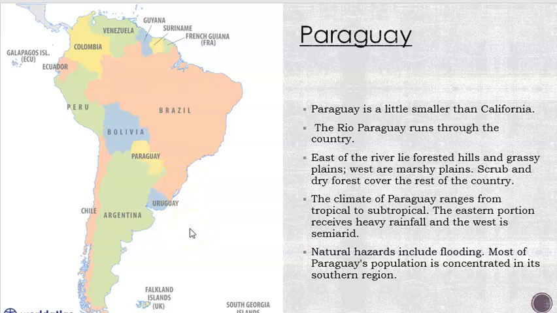East of this river lies forested hills and grassy plains. West are marshy plains. Scrub and dry forest cover the rest of the country. The climate of Paraguay ranges from tropical to subtropical. The eastern portion receives heavy rainfall, and the west is semi-arid, so not much at all. Natural hazards include flooding, and most of Paraguay's population is concentrated in the southern region here.